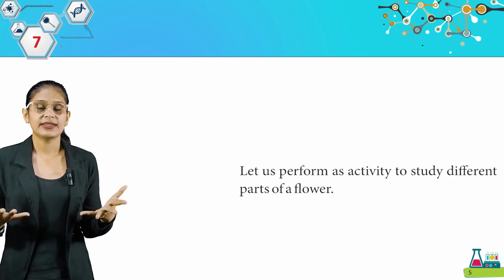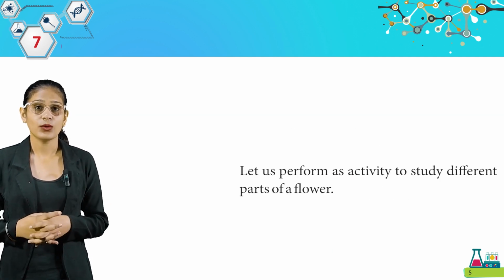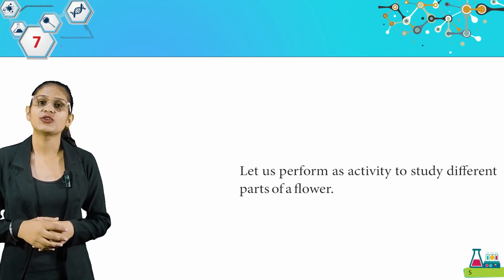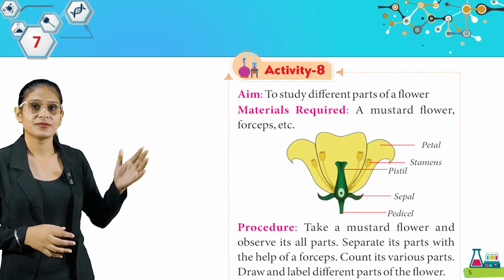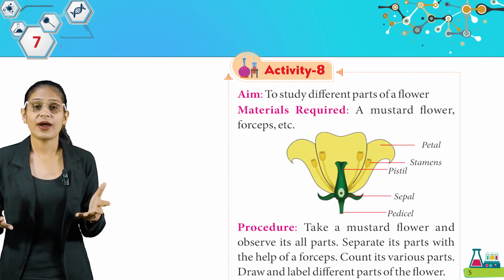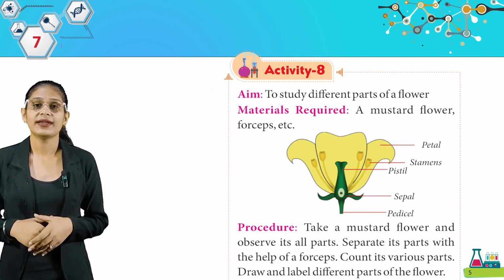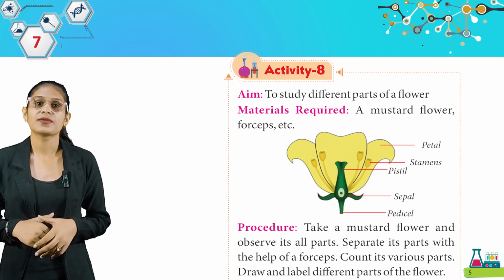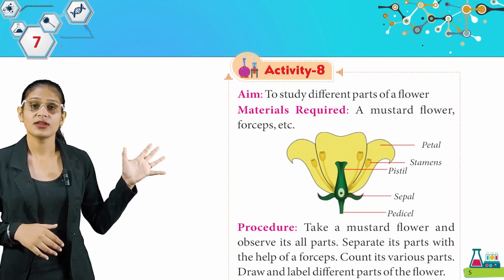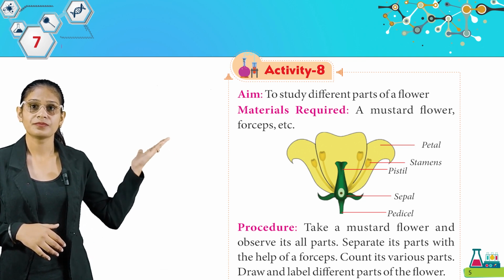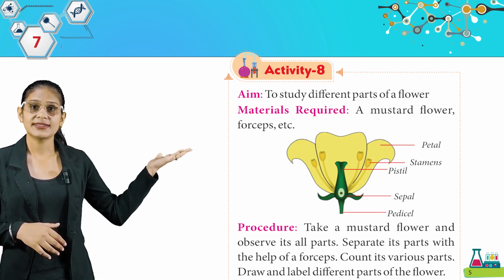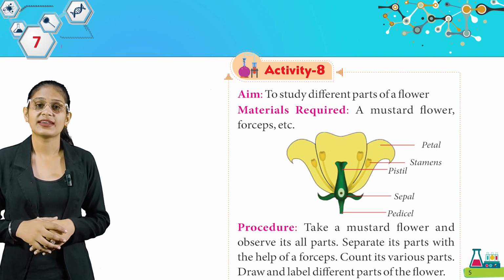So students, these are the different parts of a flower. Now, let's perform an activity to study different parts of a flower. Activity 8. Aim: to study different parts of a flower. Materials required: a mustard flower, forceps, etc. Look at this picture. This is a flower: pedicel, sepal, pistil, stamens and petal. So these are the different parts.